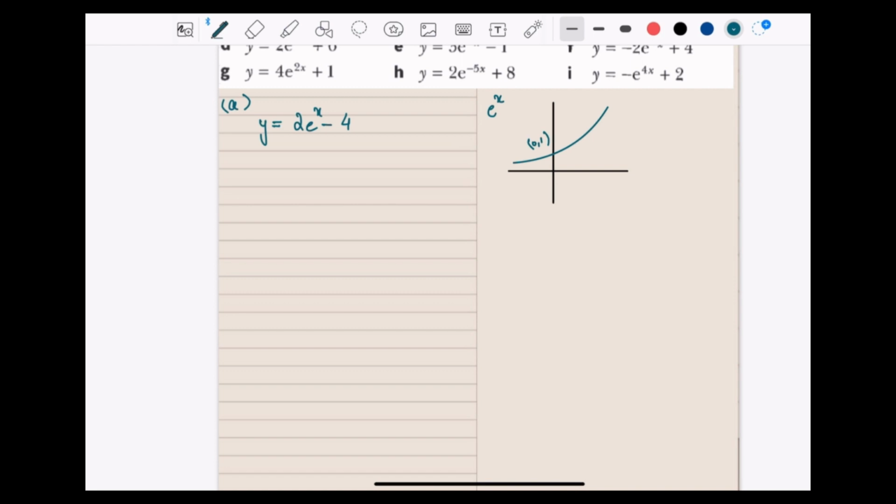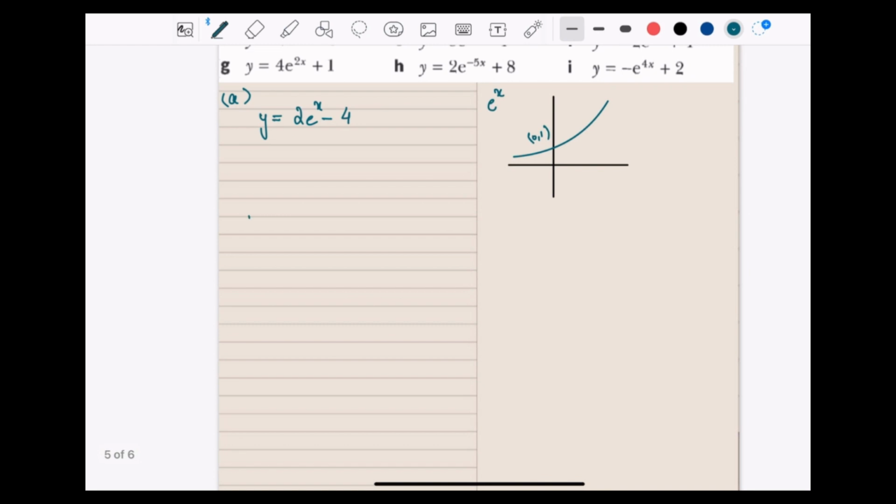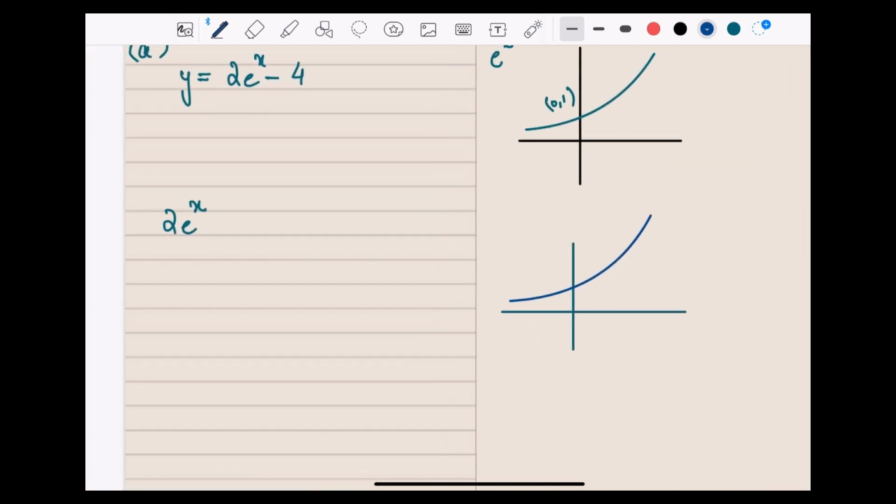From here, 2 times e to the power of x is a multiplication, which means the graph will have the same asymptote, but the y-intercept, which was initially (0, 1), is now (0, 1 times 2), which is (0, 2). The asymptote remains the same.